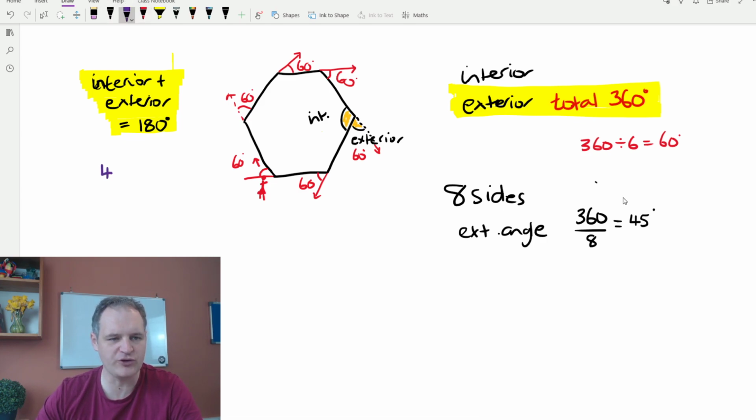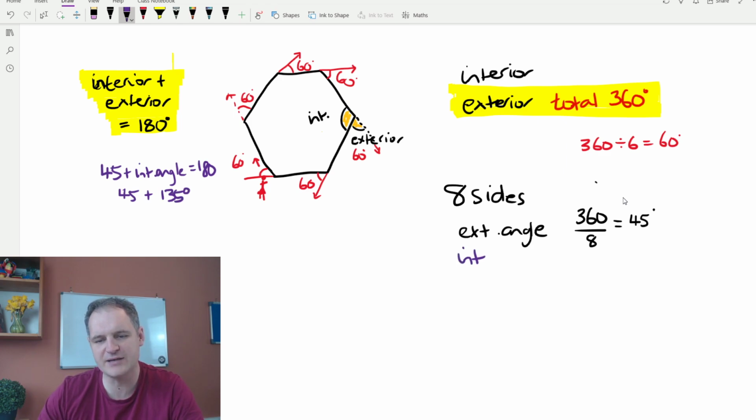That means that 45 plus the interior angle equals 180. So therefore, 45 plus 135. So we now know that the interior angle must equal 135. We were able to find our interior and exterior just by knowing these two angle facts.